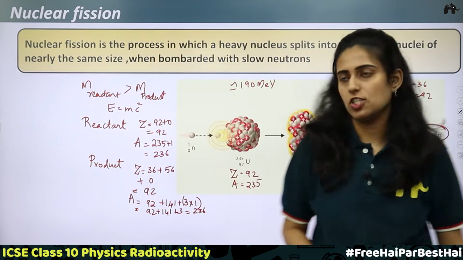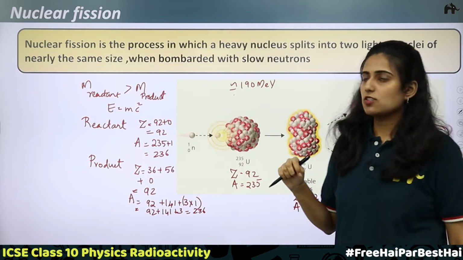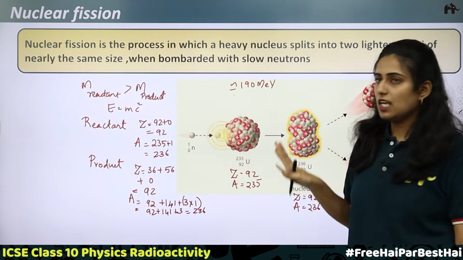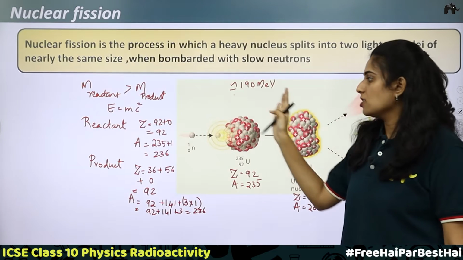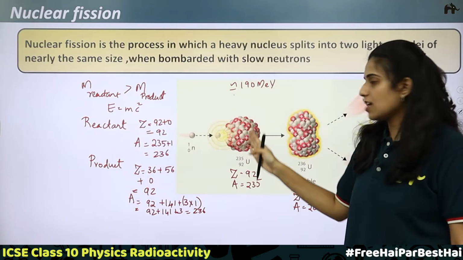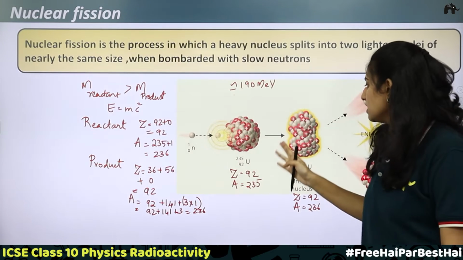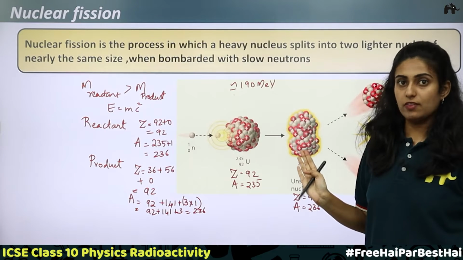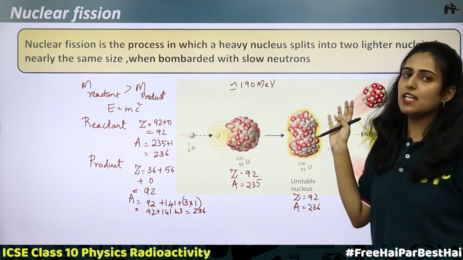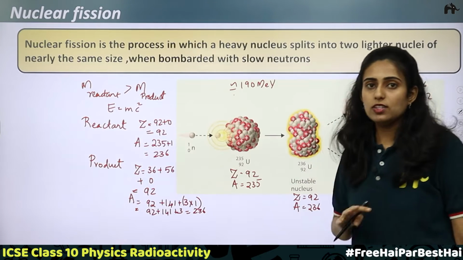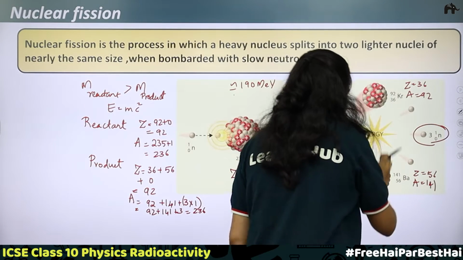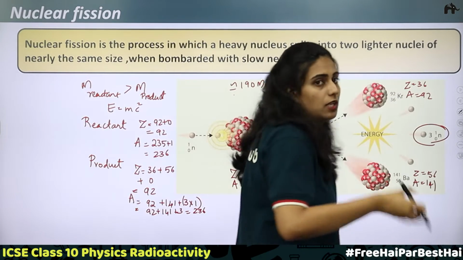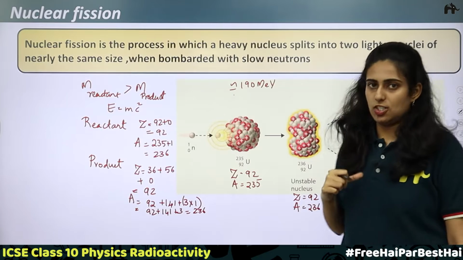So during a nuclear fission reaction, 190 MeV of energy will be released. This is a basic idea about the nuclear fission reaction. A neutron strikes a uranium-235 and it splits into krypton and barium with the release of 3 neutrons and energy. The nuclei formed are not necessarily stable, so they come to the stable state by beta and gamma emissions.